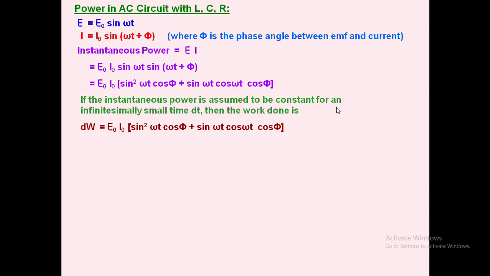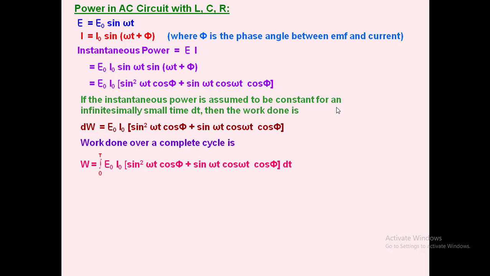If the instantaneous power is assumed to be constant for an infinitesimally small time dt, then work done is dW equal to E naught I naught into [sin square omega t cos phi plus sin omega t cos omega t into sin phi]. Work done over a complete cycle. So if you want to find the total work done in the complete cycle, you're going to have work done W equal to integral 0 to T of E naught I naught [sin square omega t cos phi plus sin omega t cos omega t sin phi] into dt. So if you are going to integrate, you're going to have the expression like this.